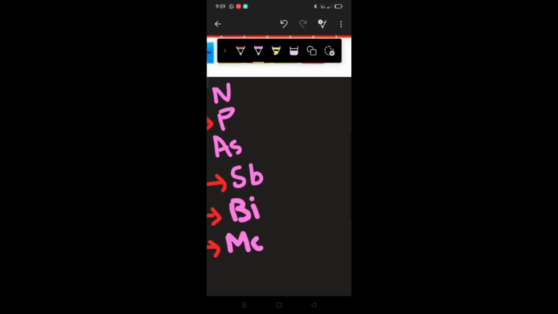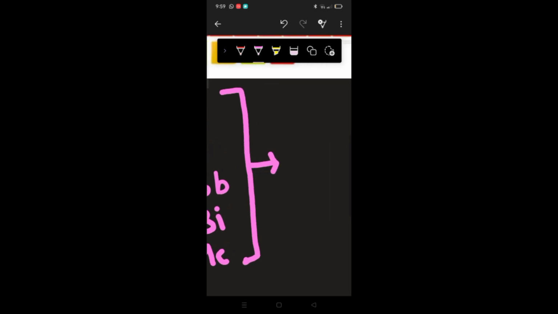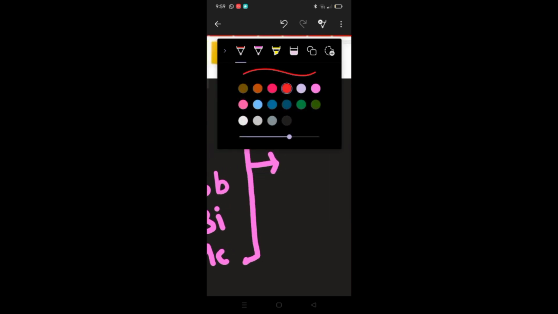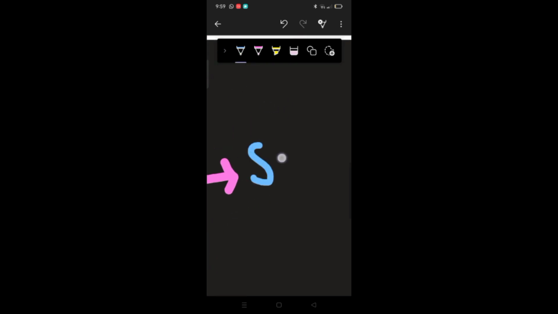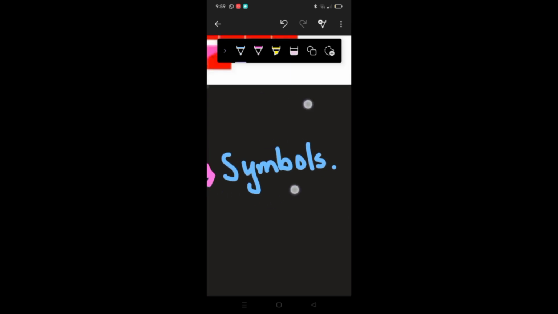And these are all known as what? These are all symbols for the fifth A group elements.